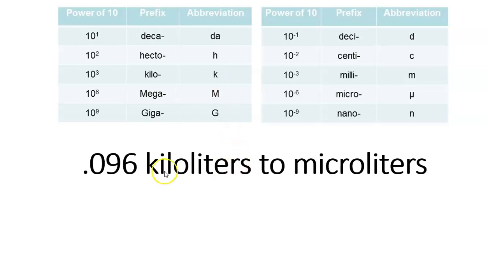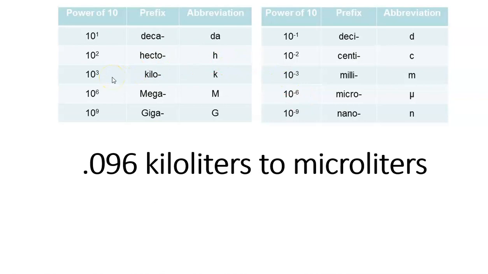So the example problem I have underneath here is we have 0.096 kiloliters, which would be kind of a large unit of measurement. Now think about a kilometer or think about a mile. That's a larger unit of measurement, and we're going to be transferring that over to microliters. So we have a power of -6 over here, and we have a power of 3 here.